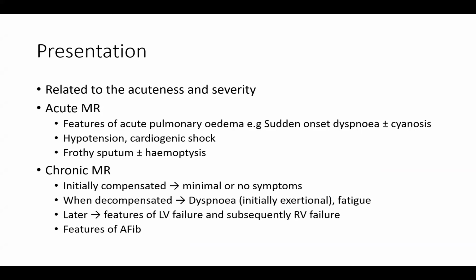While in chronic MR, they're usually compensated initially, like we've seen from the pathophysiology. So initially, they have a latent, asymptomatic or minimally symptomatic period. Then when they decompensate, they start to develop dyspnea and fatigue, and later full-blown heart failure, mainly left ventricular failure, and subsequently RV failure from long-standing pulmonary congestion and pulmonary hypertension. Of course, they could also have features of atrial fibrillation.